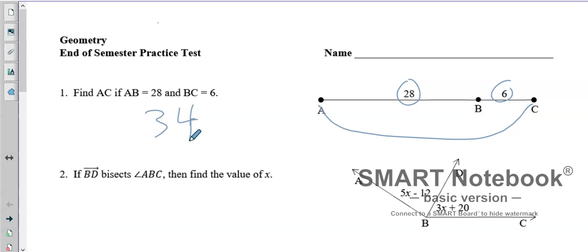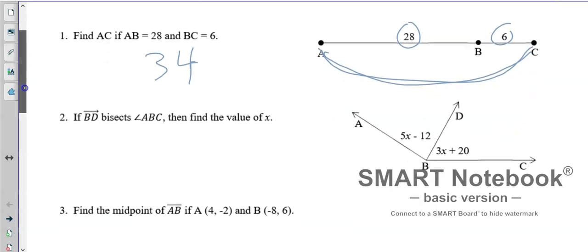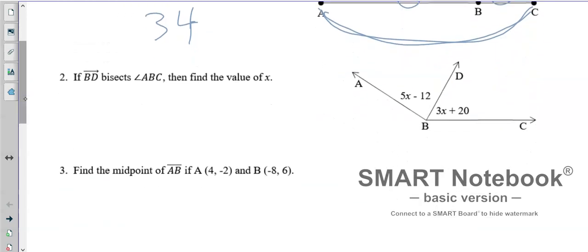Okay? Now, you've got to pay attention to the details. If I would have given you AC, let's say AC was 28 and BC was 6, and you were trying to find AB, then you would subtract them. So you just got to pay attention. Sometimes stuff will be labeled, sometimes it won't. You might have to fill some stuff in. So just pay attention to the details. Read directions.